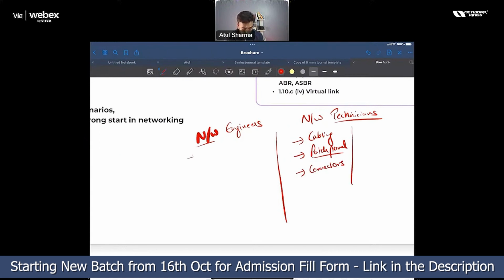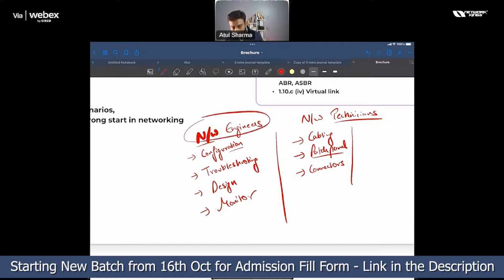Network engineers are mainly used for configuration and troubleshooting. When any problem comes, you are going to troubleshoot it. In configuration, you will design the company network, manage the company network, and monitor the network properly. So these are the responsibilities of network engineers, and those are the responsibilities of network technicians. Sometimes in some companies technicians are called network engineers, but that is wrong.